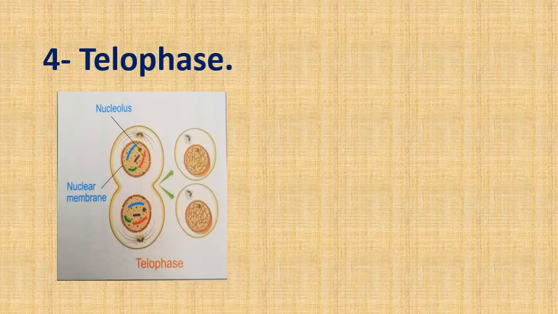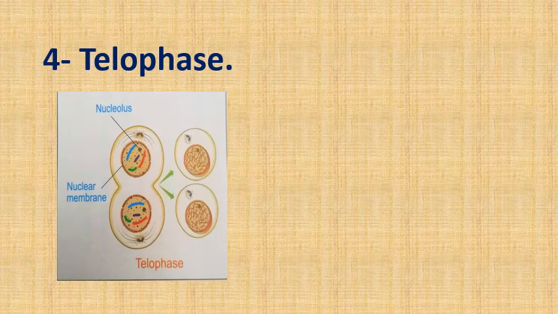So the nucleolus and nuclear membrane start to form again. So what happens in telophase? Formation of nucleolus and nuclear membrane. And finally producing two new cells. Each cell contains diploid number of chromosomes. So these are the phases by which the mitotic division takes place.